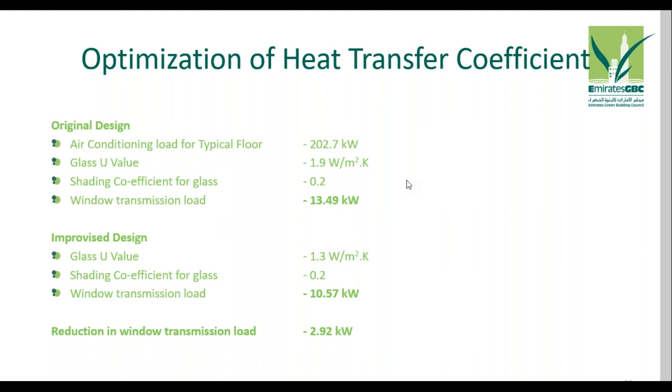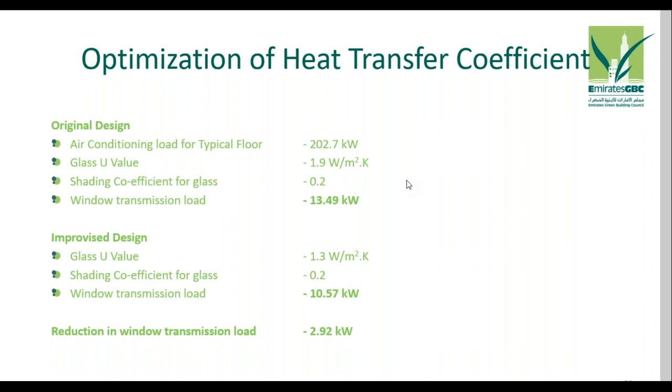Still, as an overall impact of life cost analysis, we established two aspects of a U value: how it has impact on the initial cost and how it can get compensated during operation cost. So the original glass value was 1.9. After the improvised design, the consideration was 1.3 watt.